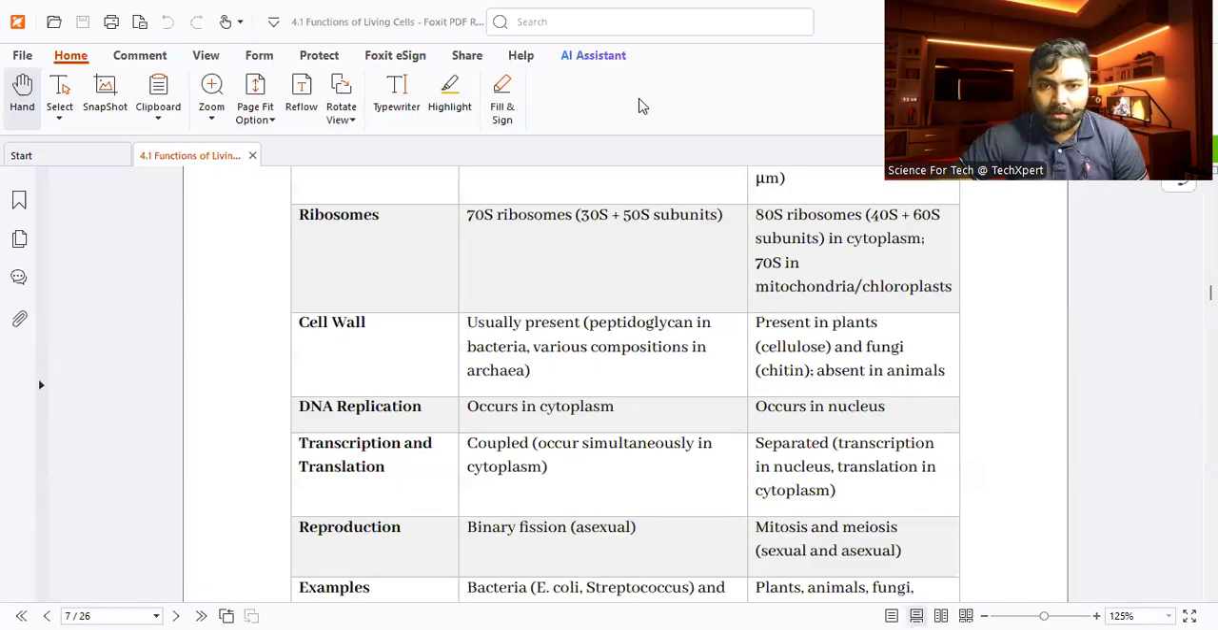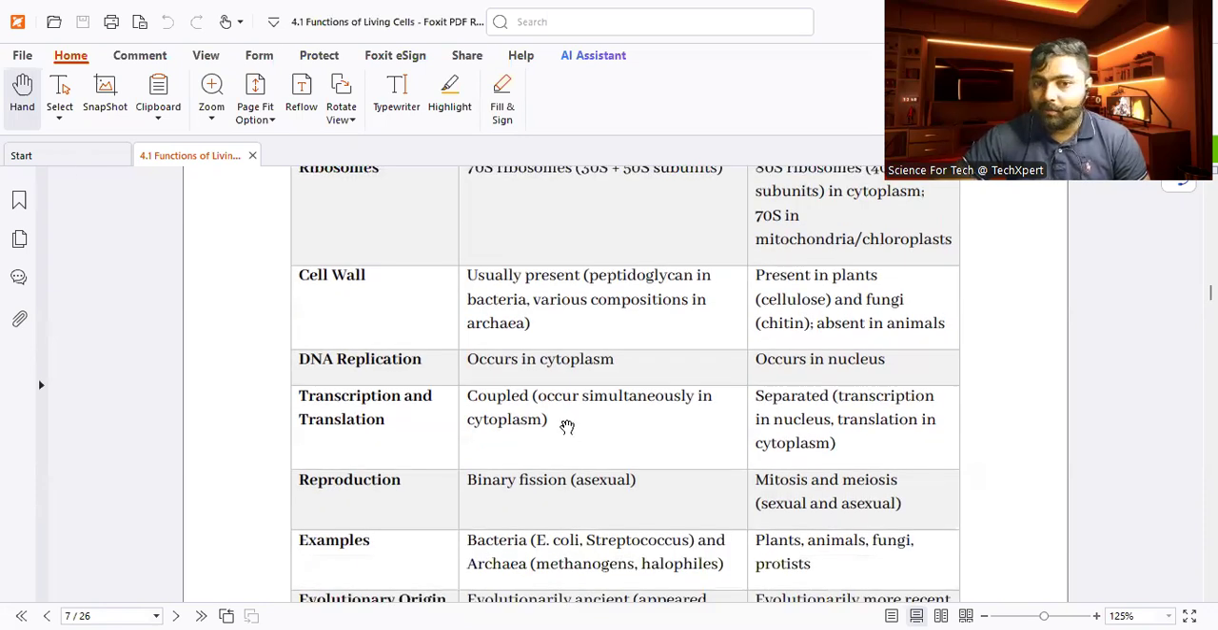Then I was talking about this one. 70S ribosomes can still be seen in mitochondria and chloroplasts. Actually, there is a small story behind this one, okay? But I'm not sure whether it is correct or wrong, but we believe that.